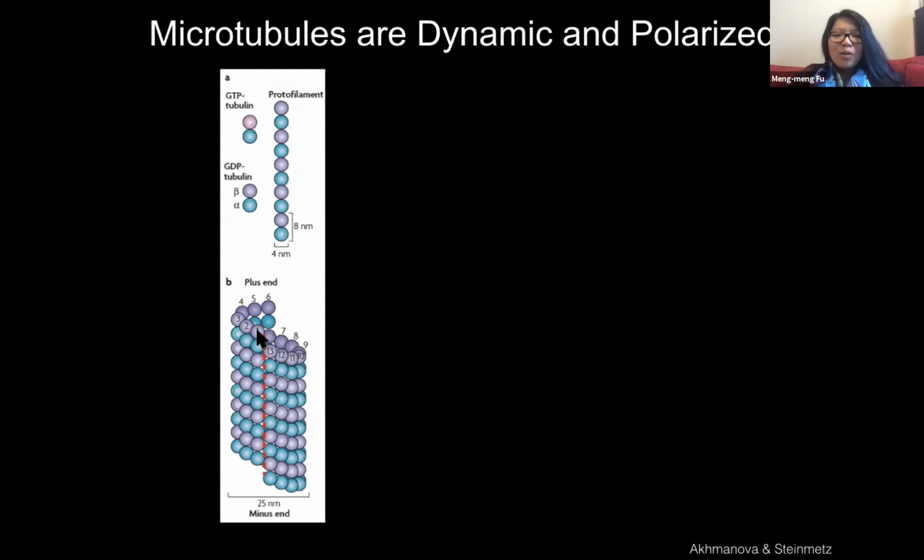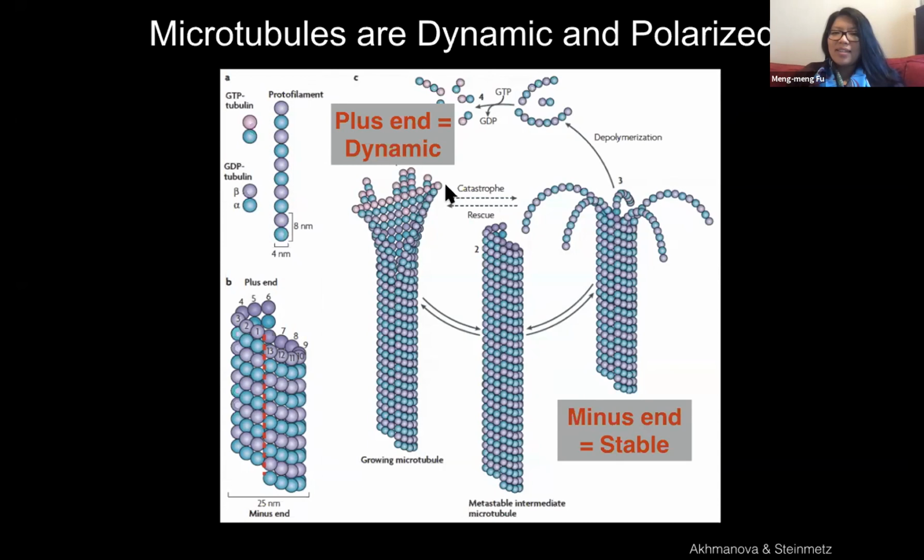So this hollow tube that's formed of the protofilaments is the structure of the microtubule. And these structures are quite dynamic, and they undergo phases of catastrophe and rescue, or shrinking and growing. Importantly in the cell, these are polarized structures that are known to have a minus end, which is thought to be more stable, and a plus end that's thought to be more dynamic. A lot less is known about the minus end of microtubules, and a lot more is known about the plus end. So one of the first experiments that I did as a postdoc was to look at the plus end dynamics.